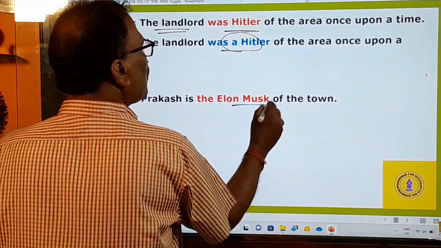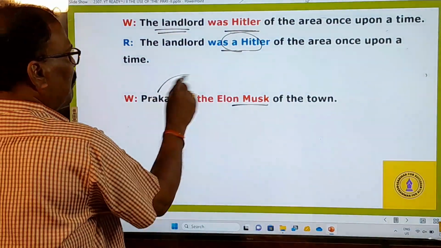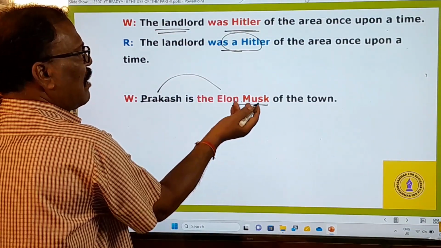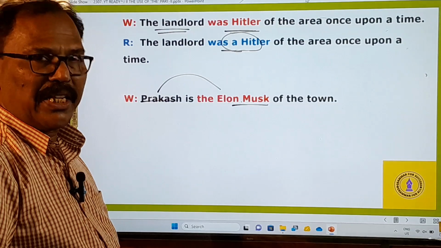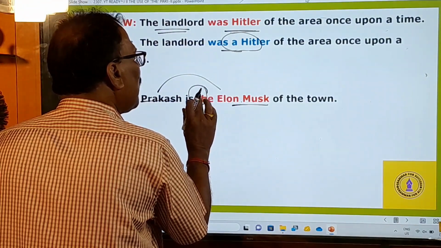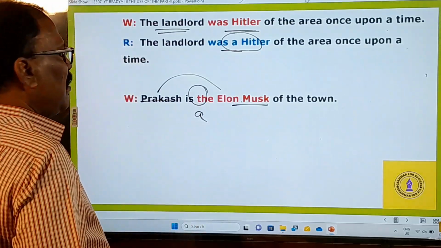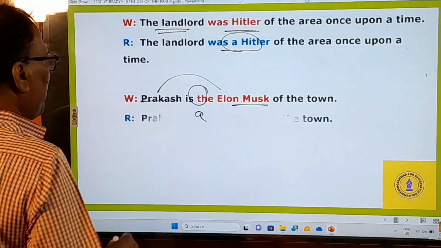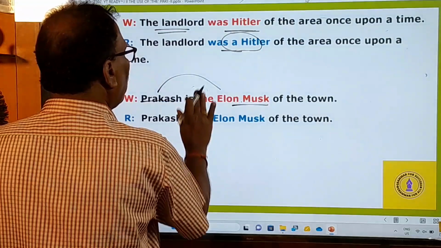Prakash is the Elon Musk of the town. You are comparing Prakash with Elon Musk. Elon Musk is a very rich man. Prakash is also a rich man. But you should not use the definite article. You must use an indefinite article. Okay. Prakash is an Elon Musk.